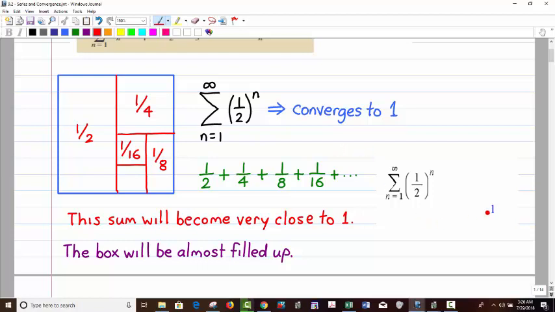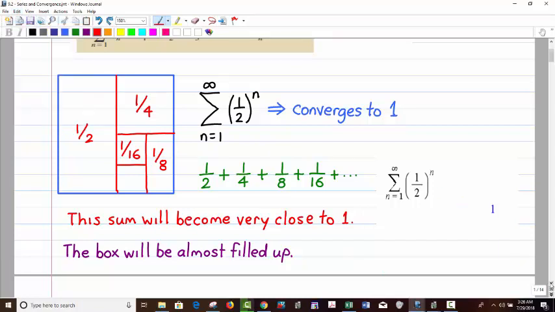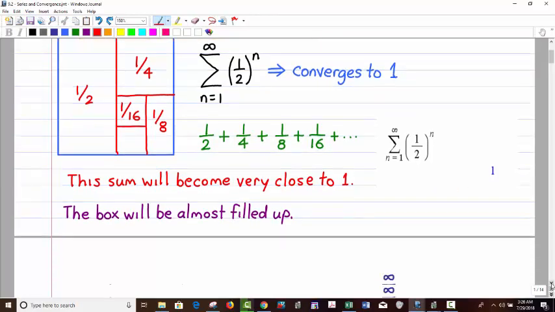That's why Maple gives the result without the terminology converges. When I say almost filled up, I mean infinitesimally close to being full. That's not how we're going to solve these, but it's a visual explanation of why that one would be 1.